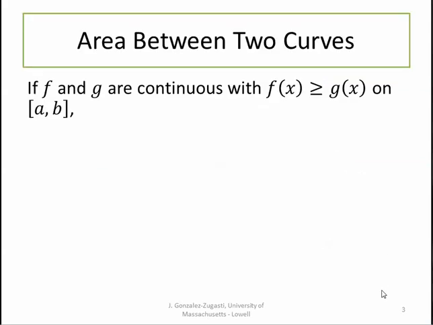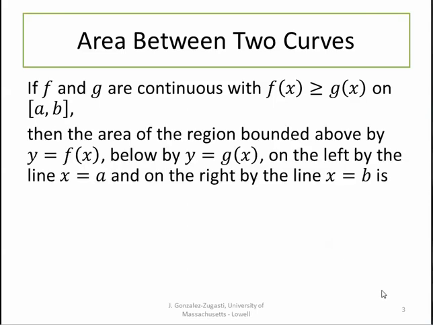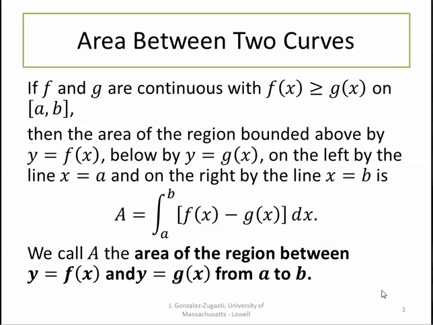Alright, if f and g are continuous with f of x greater than or equal to g of x on an interval [a, b], then the area of the region bounded above by y equals f of x, below by y equals g of x, on the left by the line x equals a, and on the right by the line x equals b, is the integral from a to b of f of x minus g of x. We call A the area of the region between y equals f of x and y equals g of x from a to b.